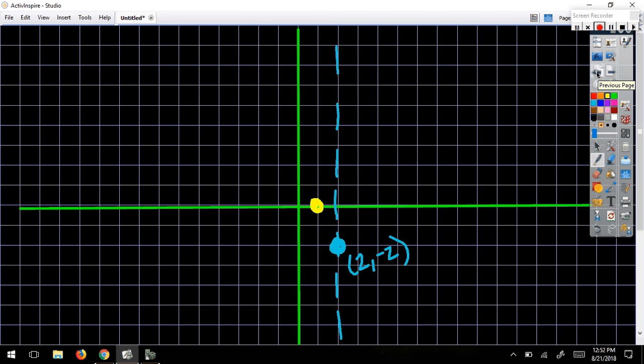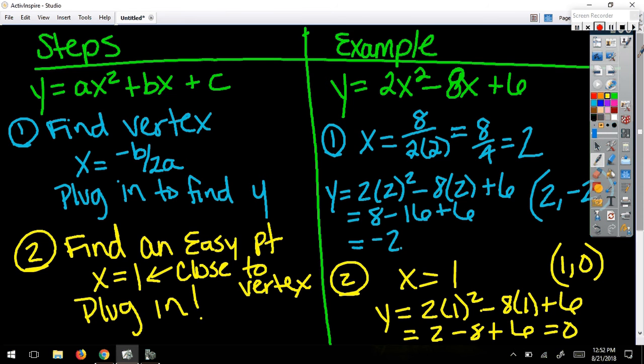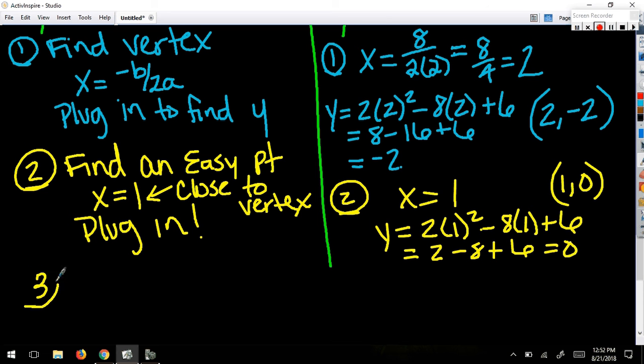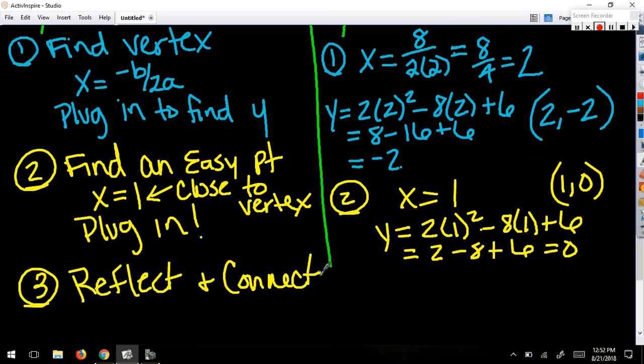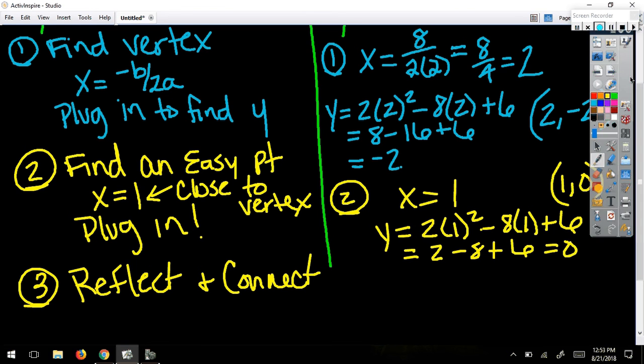So the very last step is going to be, why am I not going down here? There we go. Reflect and connect. Boy, this thing is slow today.